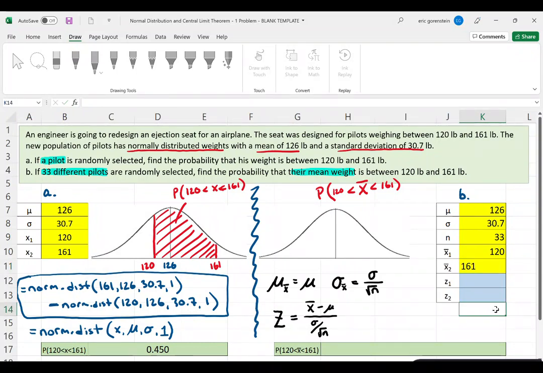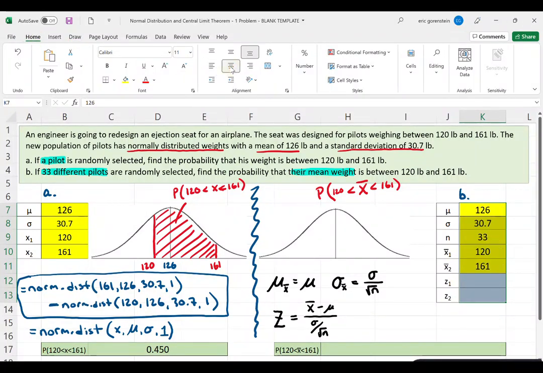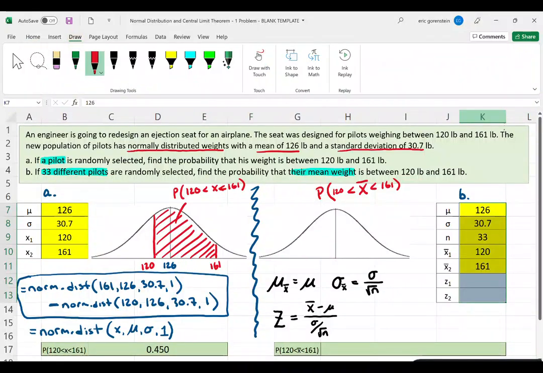And because this normal distribution function that we just used in part A cannot be applied to sample means, it can only be applied to individual x values, individual observations, what we have to do is standardize these two sample means, convert them to z-scores.